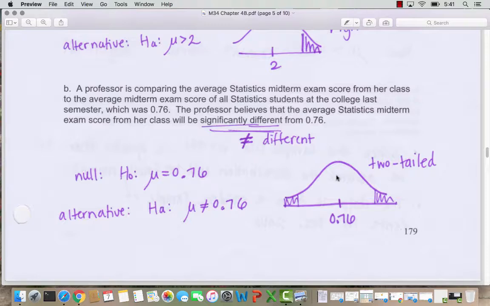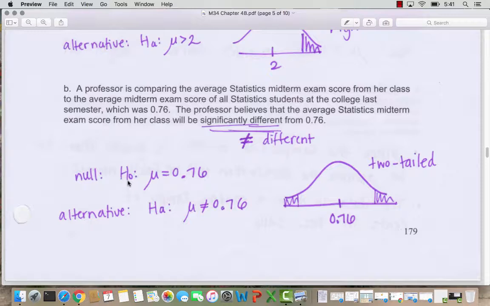Part B, a professor is comparing the average statistics midterm exam score for her class to the average midterm exam score of all statistics students last semester, which is 0.76. The professor believes that the average statistics midterm exam score from her class will be significantly different from 0.76. Since she is saying significantly different, not less than or greater than, we use the not equal to inequality.